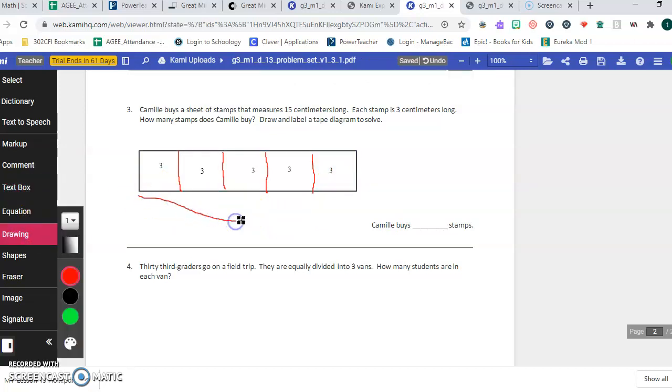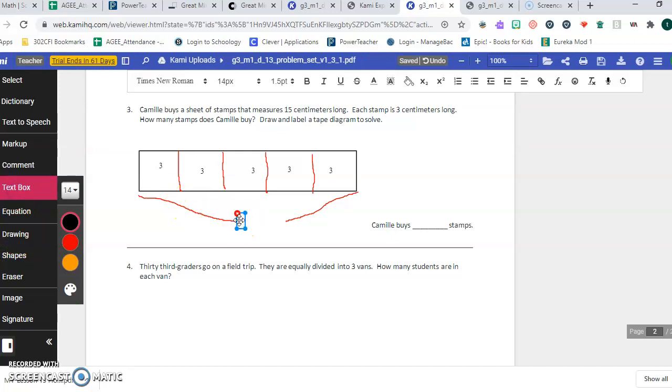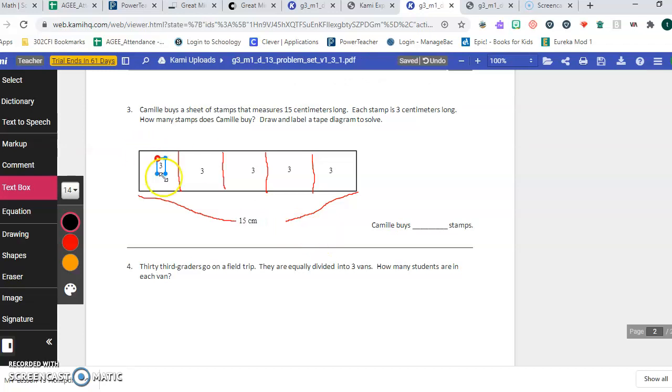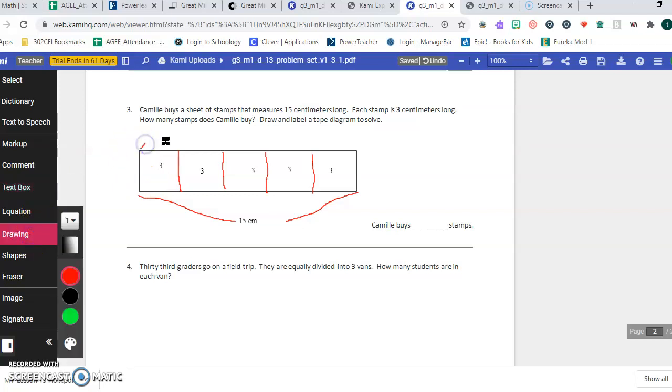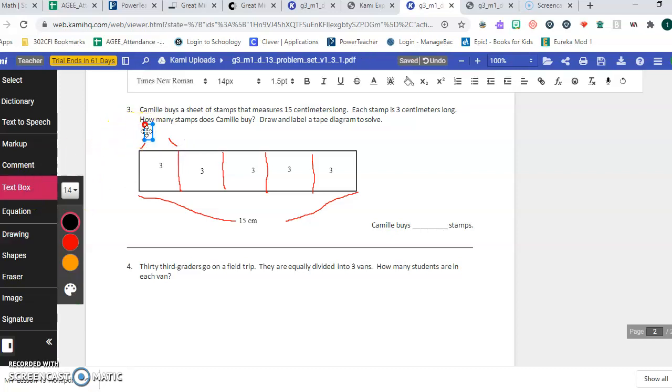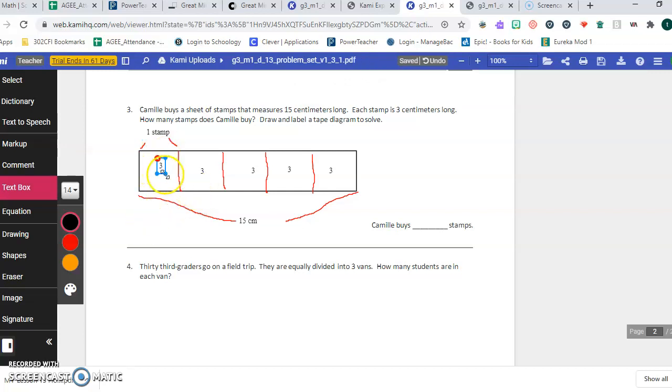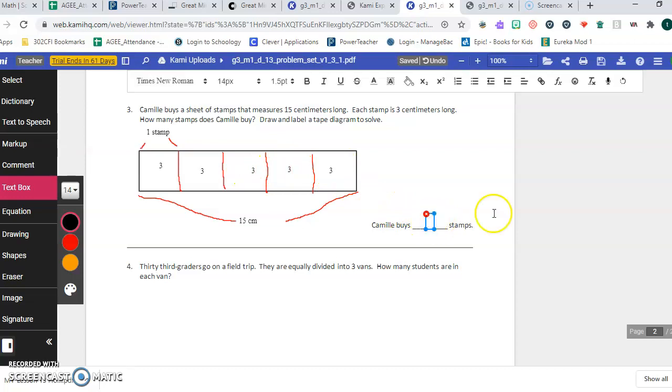My tape diagram is 15 total centimeters. So back to the text box here. 15 centimeters is my total. Each stamp is 3 centimeters long. How many stamps? Well, each one of these right here represents 1 stamp. So if I just count the units, 1, 2, 3, 4, 5, I can see Camille buys 5 stamps.